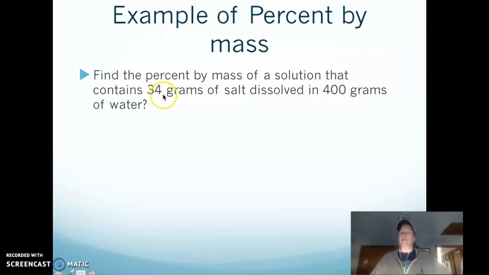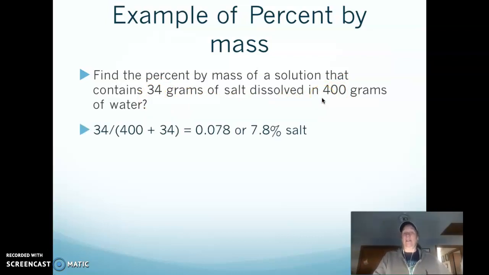So I'm going to take 34 and divide by these two added together, because the mass of solution is the solvent and the solute added together. So I take 34 and divide it by 400 plus 34, because this is the mass of my whole solution. If it said in 400 grams of solution, I wouldn't have to add them together. But it doesn't. They list them separate, so add them together.